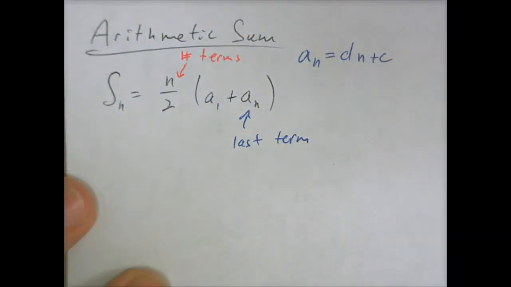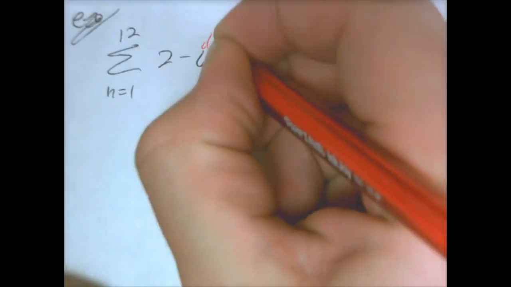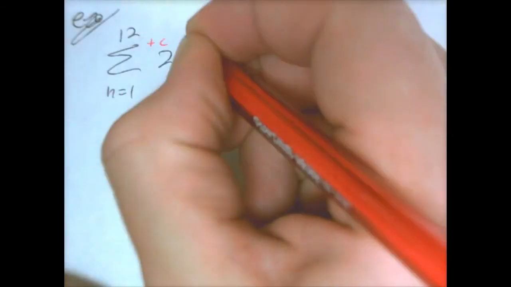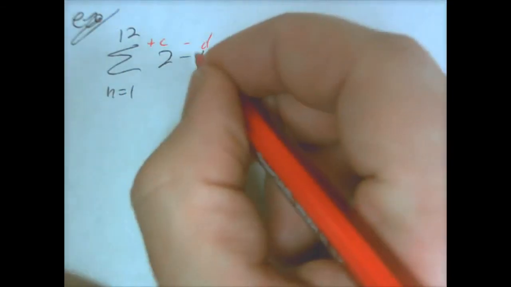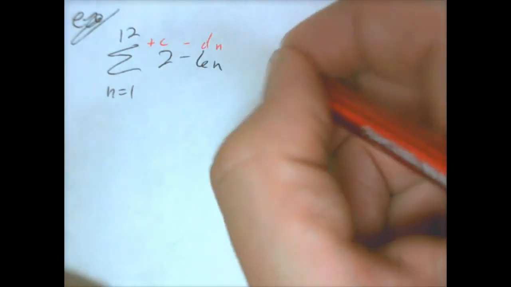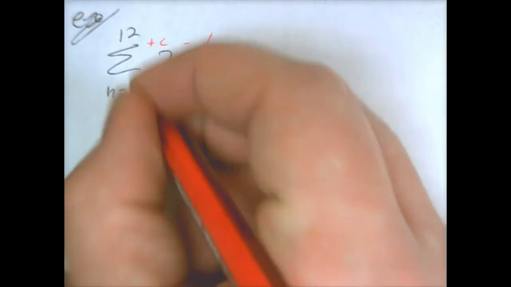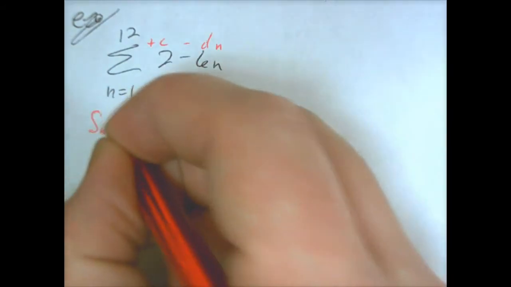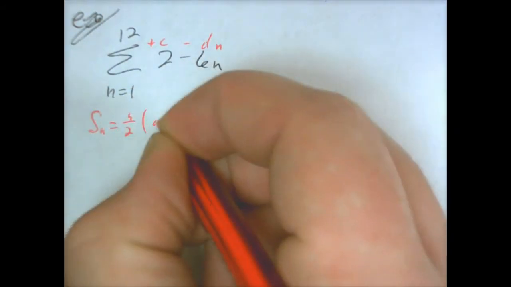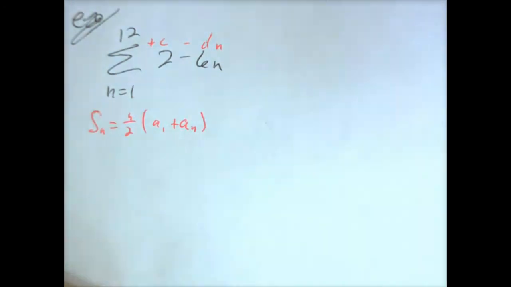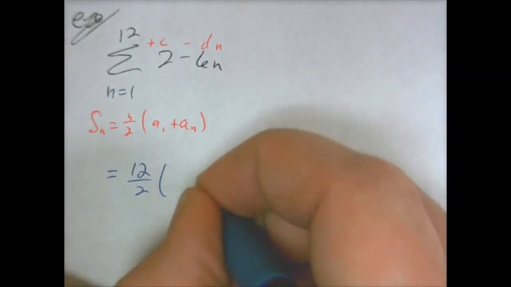Cool, so let's explore with this formula and now we can use it. So for example, we have something like this. With this, it is in the form dn plus c, because there is my dn plus c. So this just means my difference is negative 6. So if I have the terms from 1 to 12, for my formula, n over 2 times a sub 1 plus a sub n, the n there is 12 because I have 12 terms. So I have 12 divided by 2 times my first term plus my last term.